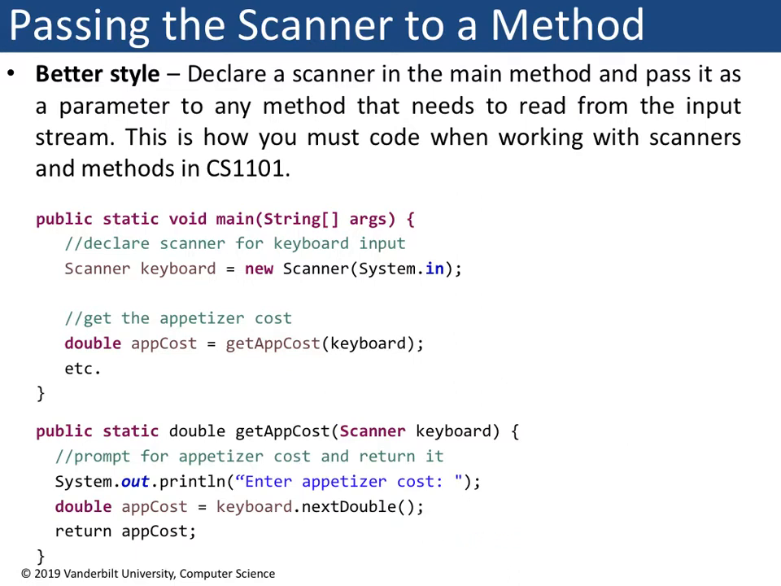Then when we use this method in our main, what we do is we call getAppCost, and as always we're going to have to capture the return value in a variable, but we are going to pass the keyboard into the getAppCost method. So this way there's only one scanner that exists, and we are able to make use of that scanner in methods without having to declare multiple scanners that look at the input stream.